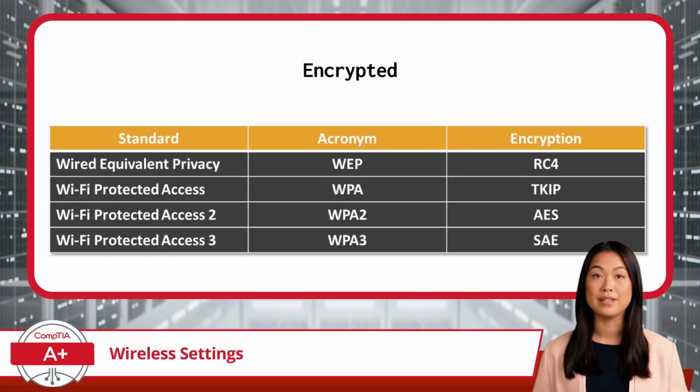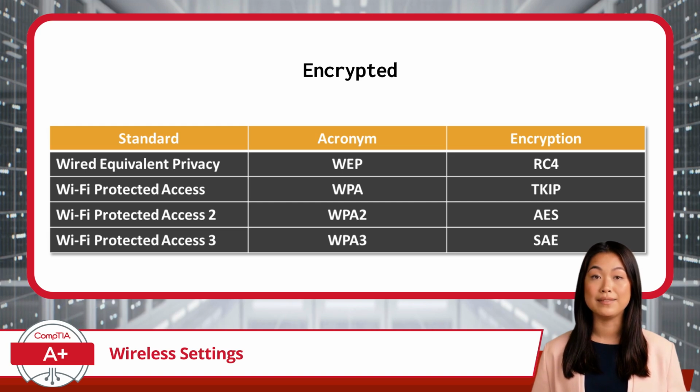Since we have covered the unencrypted option, let's switch over to encrypted networks. We will be covering 4 key encryption standards: WEP, WPA, WPA2, and WPA3. Now, as I briefly work my way through these 4 wireless encryption standards, use the table behind me to keep yourself organized. I will start at the top and work my way down.